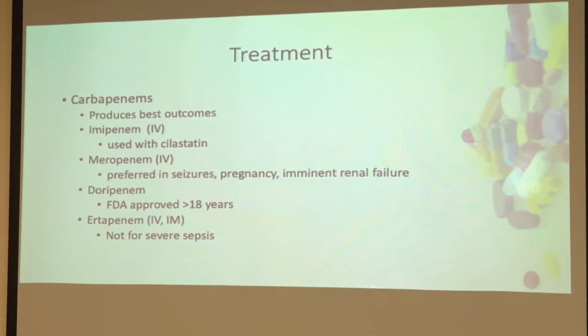For imipenem, it gets hydrolyzed, it gets deactivated by an enzyme in the renal proximal tubular cells. So it's always given with cilastatin, which prevents such inhibition and keeps imipenem, the medicine, in the body for a longer time. We end up using meropenem in patients with seizures, pregnancy, or renal failure because imipenem lowers your seizure threshold. Doripenem is a relatively new carbapenem. It is FDA approved for those more than 18 years old.